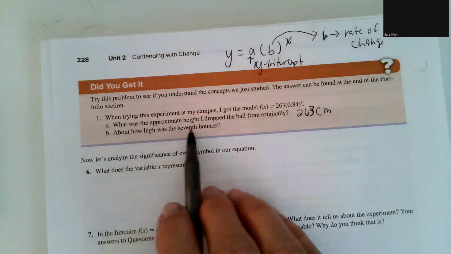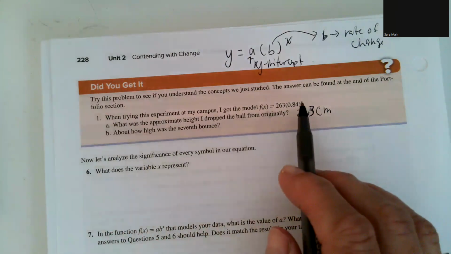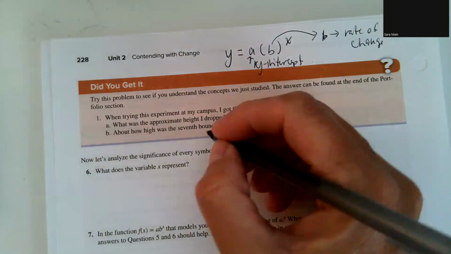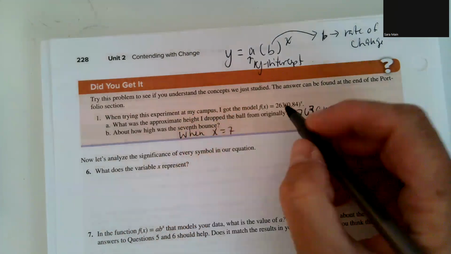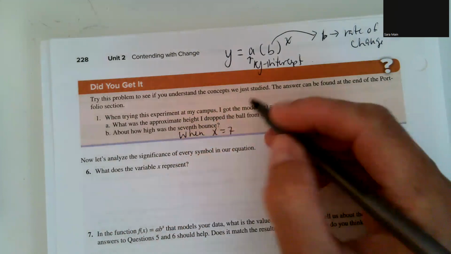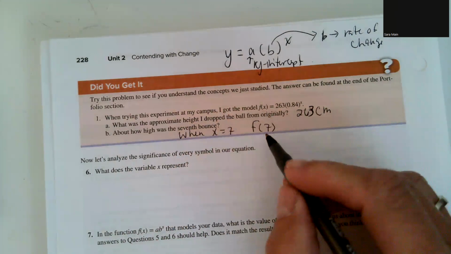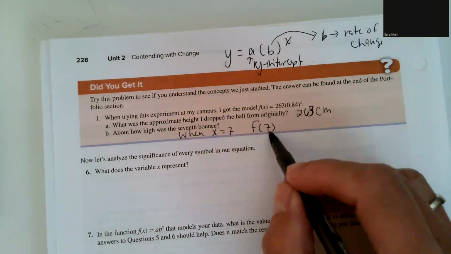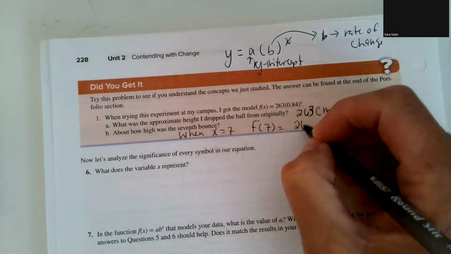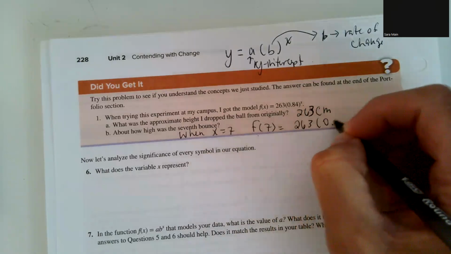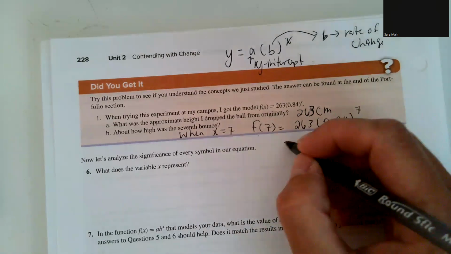About how high was the 7th bounce? So the 7th bounce is going to be x equals 7. So when x equals 7, and we can remember this is function form, and function form means that I'm just going to note this right here. So when the reader looks at my equation and they see f of 7, that means I put 7 in for x. So it's going to look something like this. So I replace x with 7.